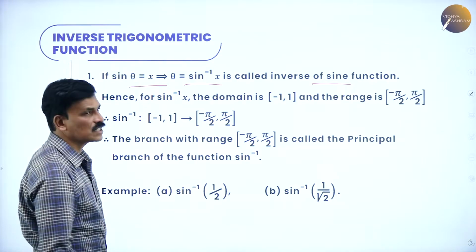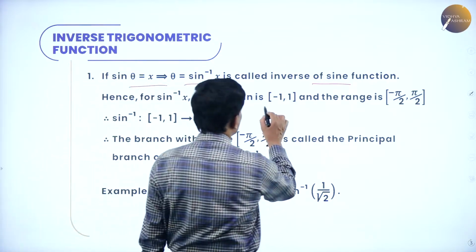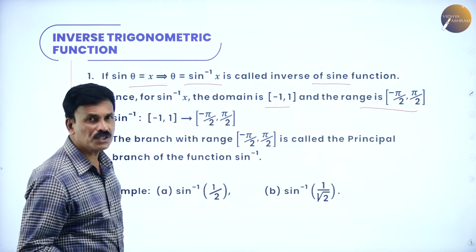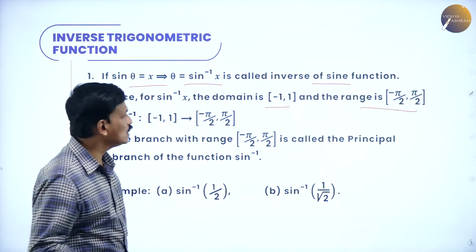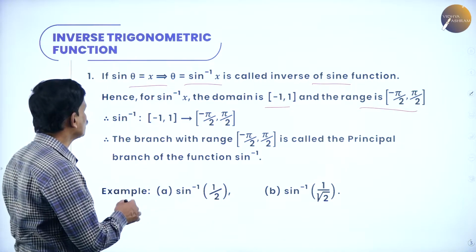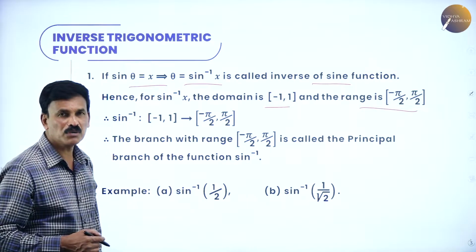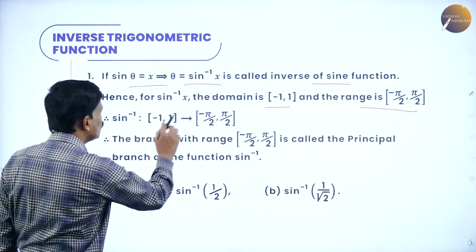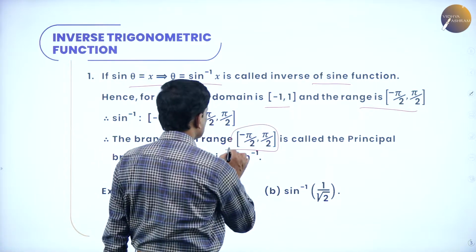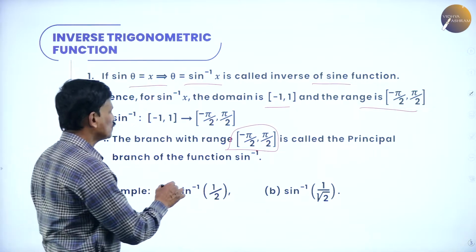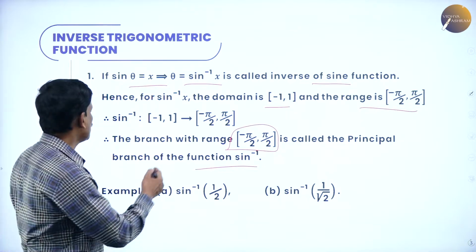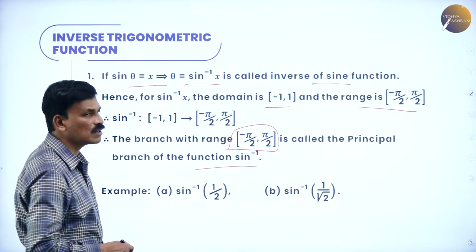So, for sin inverse x, the domain is minus 1 to 1 and the range is minus pi by 2 to plus pi by 2. Therefore, sin inverse is a function from minus 1, 1 to minus pi by 2, pi by 2, that is the domain and the range. Now, the branch with the range minus pi by 2 to plus pi by 2 is called the principal branch of the inverse trigonometric function sin inverse.